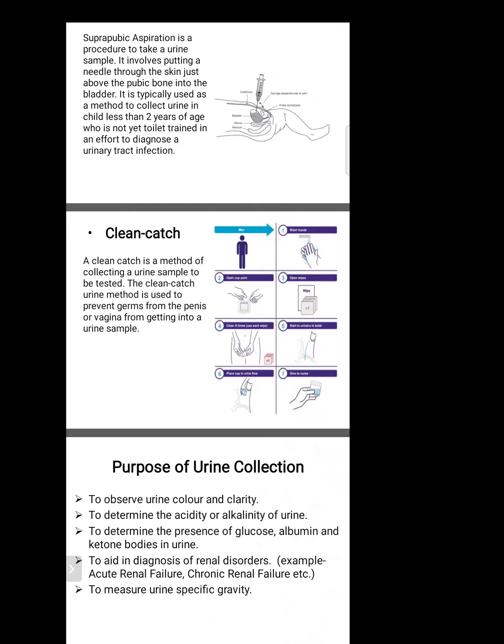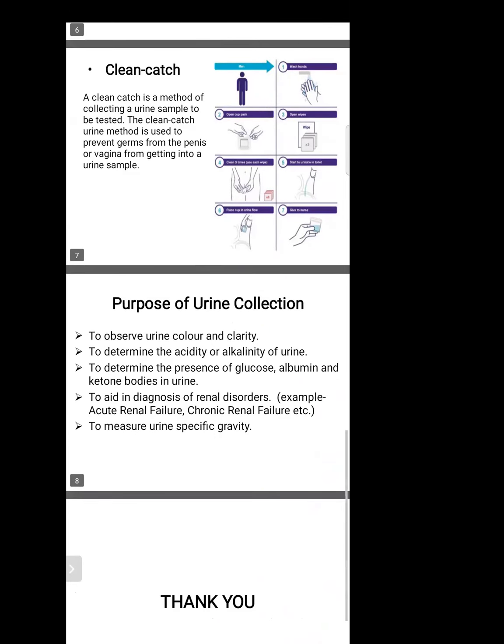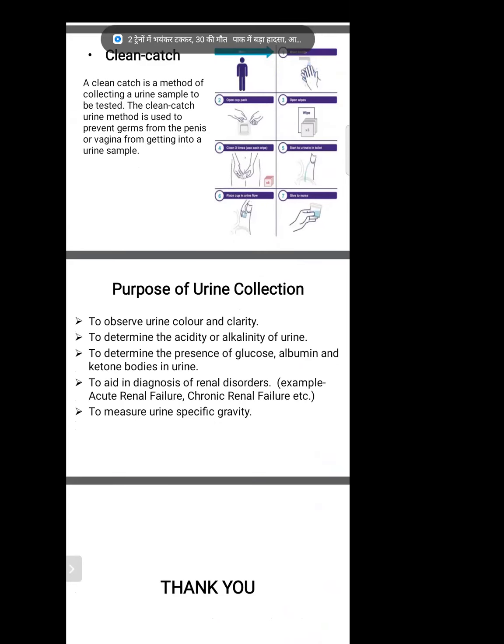And last one, purpose of urine collection: to observe urine color and clarity, to determine the acidity or alkalinity of urine, to determine the presence of glucose, albumin, ketone bodies in urine, to aid in diagnosis of renal disorder, for example acute renal failure and chronic renal failure, etc., to measure urine specific gravity. Thank you.